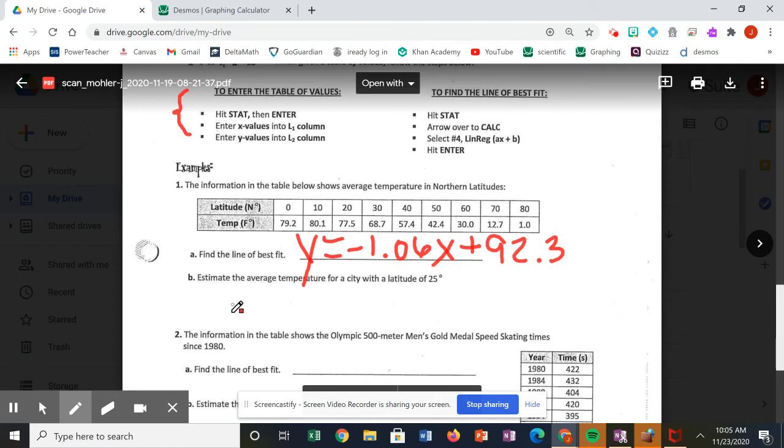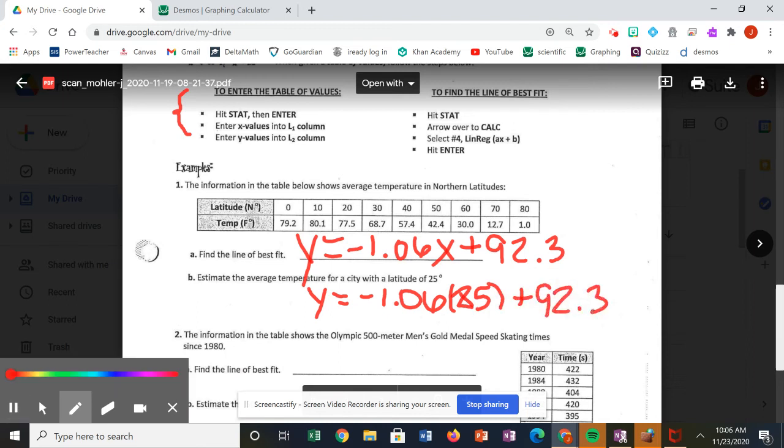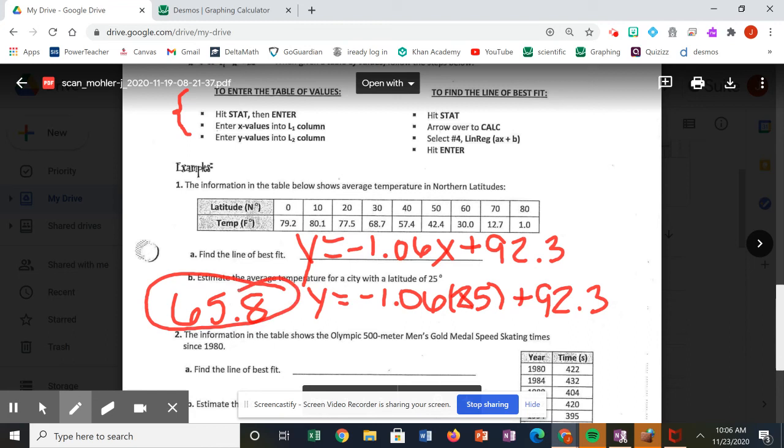And then it says estimate the average temperature for a city with a latitude of 25 degrees. So all we're doing here is we are just plugging in 25 for the x value. So instead of x, I'm putting in a 25 plus 92.3. So then when I go ahead and multiply here, negative 1.06 times 25 is going to be negative 26.5. And then plus 92.3 gives me 65.8 as the average temperature for a city with a latitude of 25 degrees.